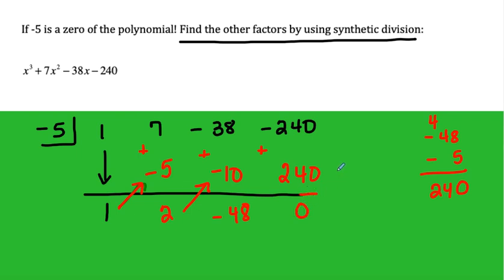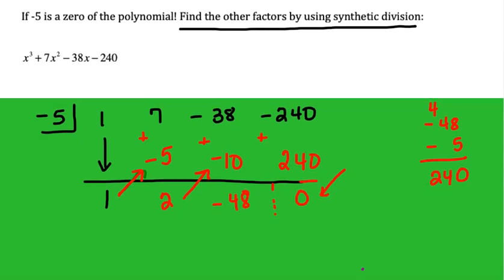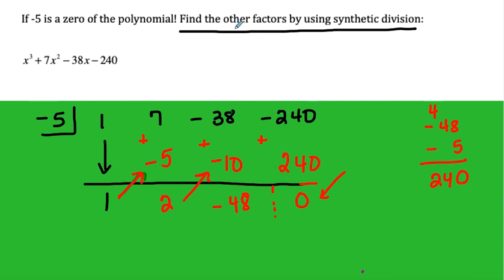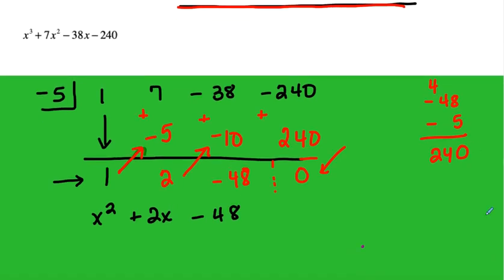Okay. So I already knew that, right? I wanted that remainder to be 0, and I knew that remainder was going to be that last digit. But now because it wants us to find the other factors, we're really going to hope that our depressed polynomial right here, x squared plus 2x minus 48, I really want that to be factorable. So I want to know, are there factors of a -48 that add to a positive 2? So let me think about that.